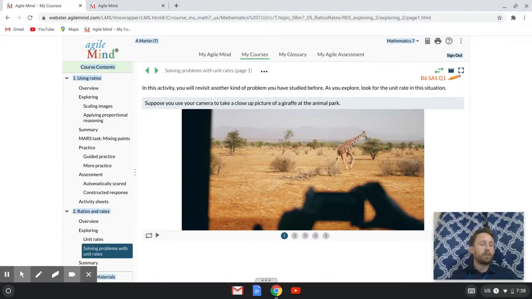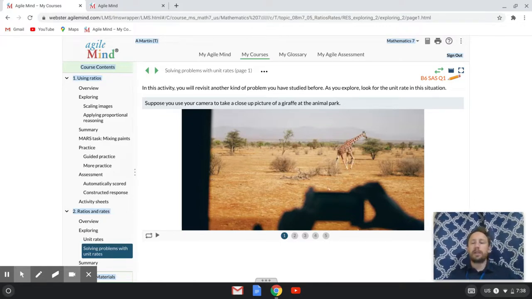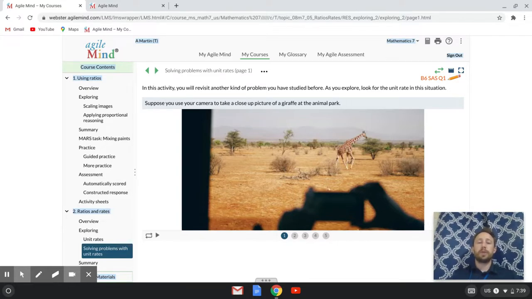I want you to think about if we had this picture right here. Say that we wanted to enlarge this image without changing the way that it looks. What would we have to do? So, think about that for a second. How would we enlarge this photo? What would we need to do with the length and the width? How could we use those to enlarge this photo?